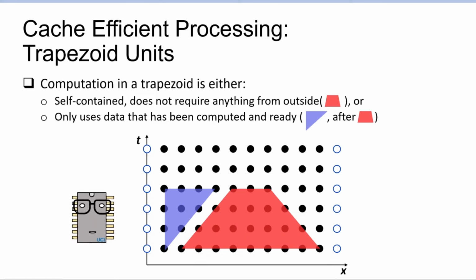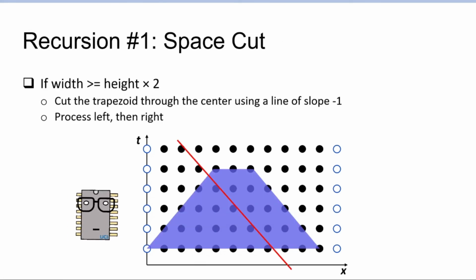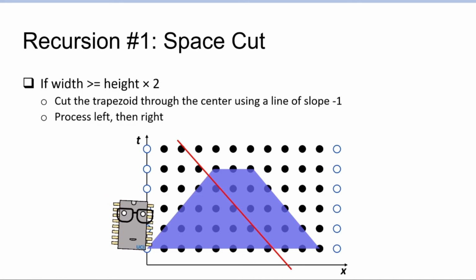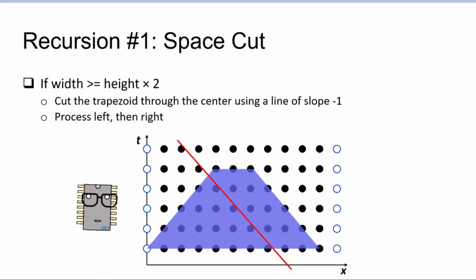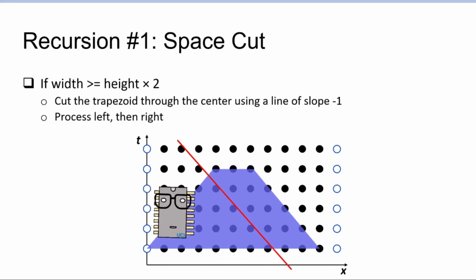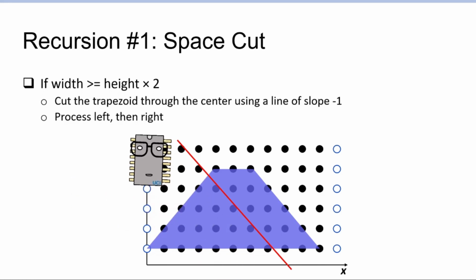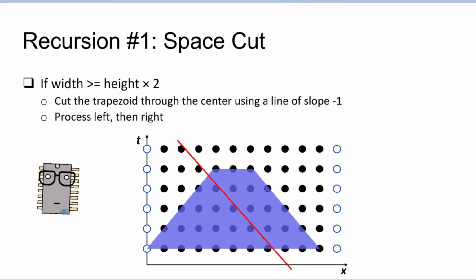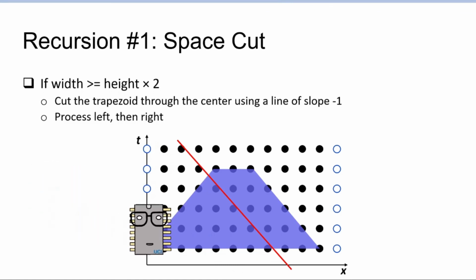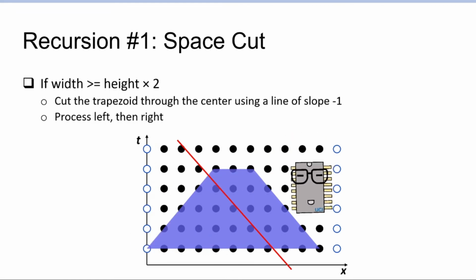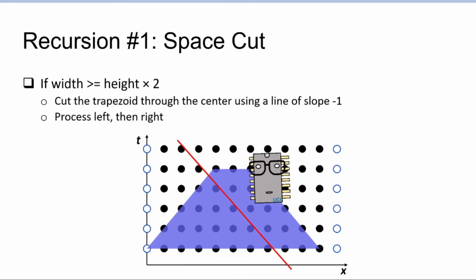So one approach to doing this is the following. We can recurse down the total size of the problem by doing cuts. One cut we can do is a space cut. If the width of the red trapezoid you see here is larger than or equal to the height multiplied by 2, we can cut the trapezoid through the center, the red line you see here, using a line of slope -1. If we do this, we can process the left trapezoid and then process the right trapezoid, because the right one depends on the left one.